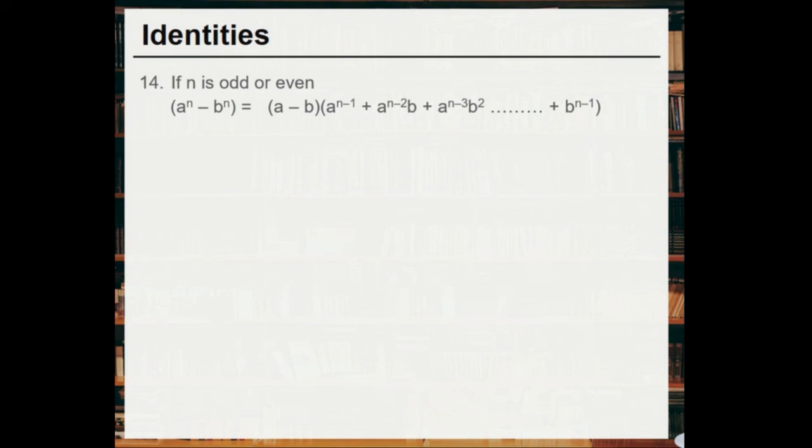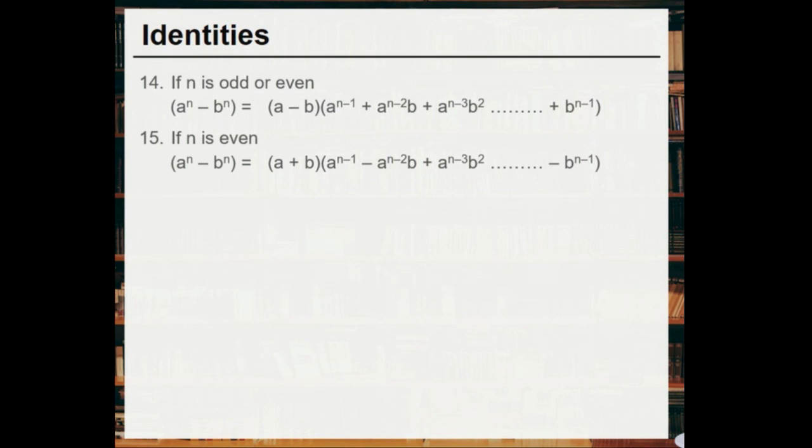Let's look at the next one. But what if n was only even in this formula? Now when n is even, that time a raised to n minus b raised to n is also divisible by a plus b. So I could divide it by a plus b and also get the second bracket as a raised to n minus 1 minus a raised to n minus 2b plus a raised to n minus 3b square and so on till b raised to n minus 1. Please carefully look at the signs there.